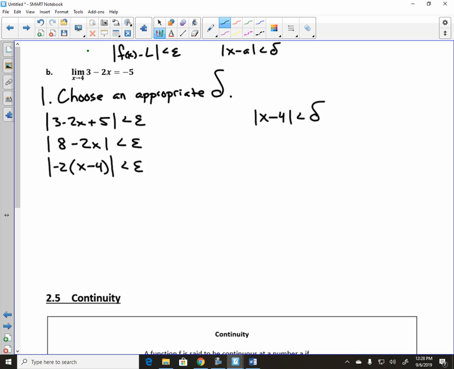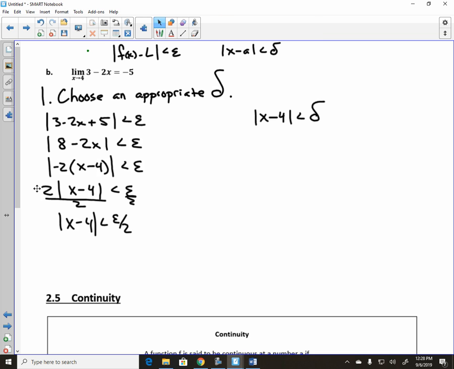Would you agree that this expression here has to be positive? So you can always take a multiplier out and just make it positive. Doesn't matter whether this is +2 or -2, it's going to result the same. Everybody agree there? You're going to multiply it by 2. So that's 2 times the absolute value of x minus 4 is less than epsilon. Now what? Divide by 2. So the absolute value of x minus 4 is less than epsilon over 2. What does that mean? Great. Delta is going to be chosen to be epsilon over 2.